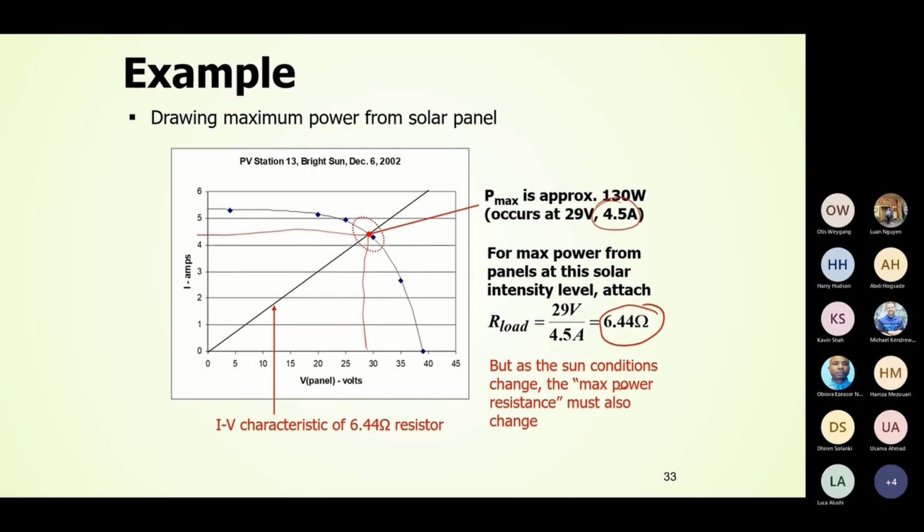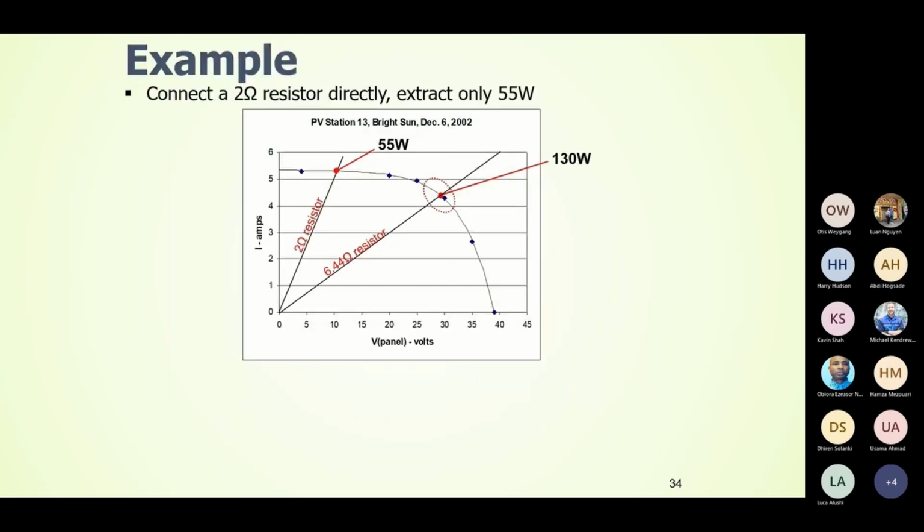Okay. Now, as the sun condition is changing, in the morning or in the noon time, and in the afternoon, the position of the sun is not the same. So when there is a change in the position, then your maximum power point will also change. You can also see it as an equivalent resistor change. So this line actually represents 6.44 ohm. This line represents a 2 ohm load resistor. And as you can see here, we get 55 watt.